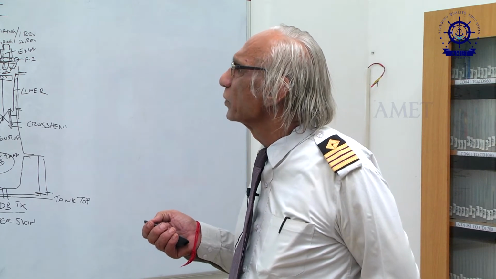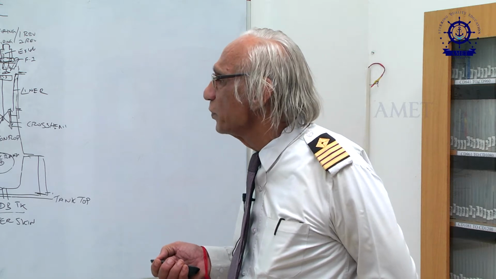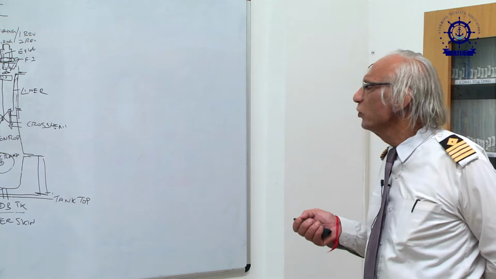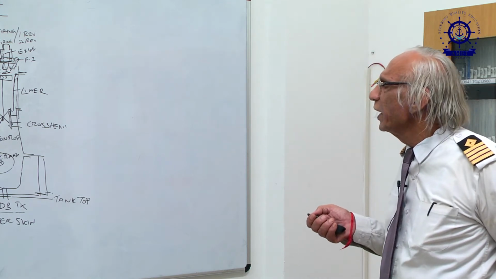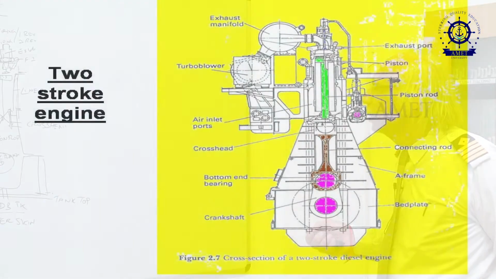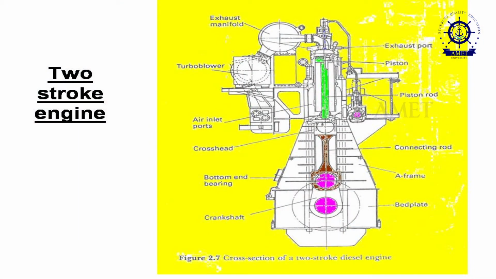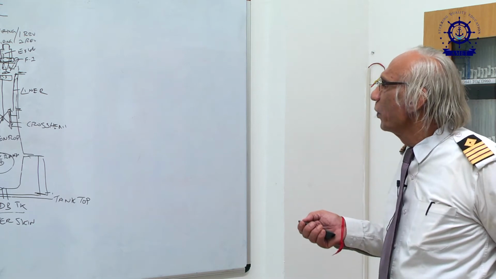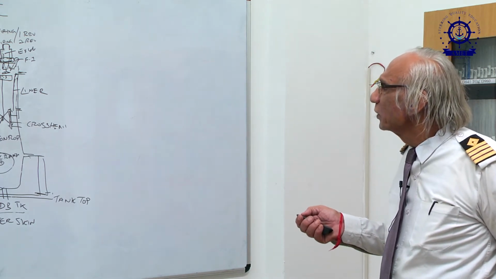These parts are called the stationary part of the engine, which is equivalent to a human being. As a human being, you have a head, two arms, and a skeletal structure on the feet. In a similar way, you have a bed plate which is mounted on the tank top. This is the bed plate, this is the A-frame, that is the skeletal structure, and above that you have the cylinder block or the entablature.